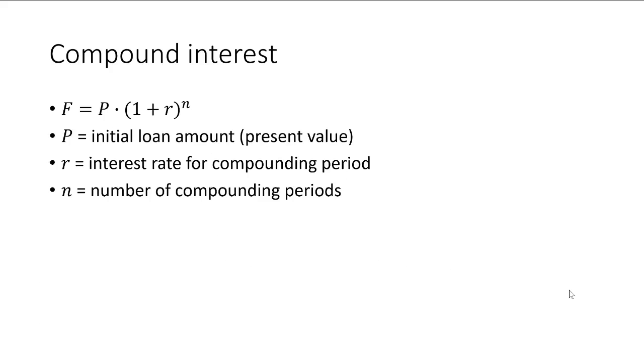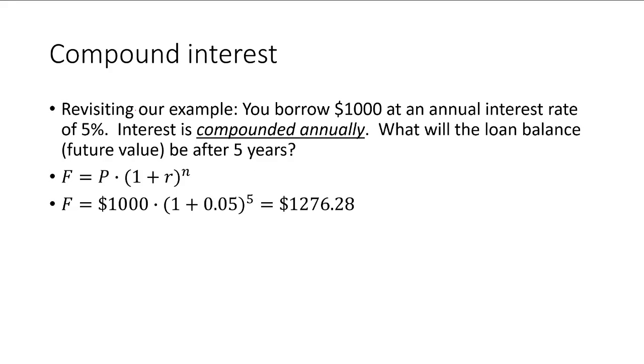Mathematically, the future value then we can write as this equation here. We take the principal times 1 plus the interest rate per time period raised to the number of compounding periods. Let's revisit our example. You borrow $1,000 at an annual interest rate of 5%. Interest is compounded annually. What will the loan balance or the future value be after 5 years?